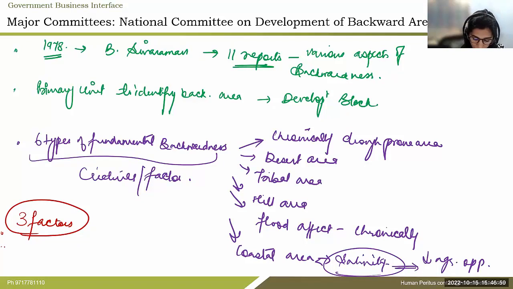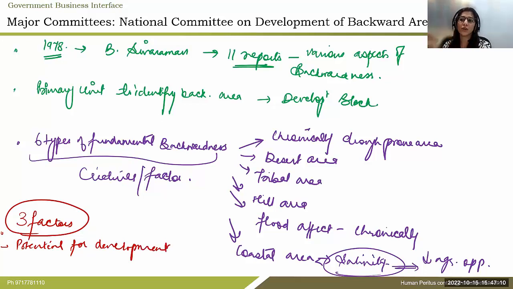So what were these 3 factors? It was number 1, that there should be potential for development. All right. Now consider, for example, an island which is very secluded near the Andaman Nicobar Islands. There is no habitation, no people are living there, no forestation, no agricultural opportunities there. So there is no potential for development. So what this committee said is that there must be potential for development.